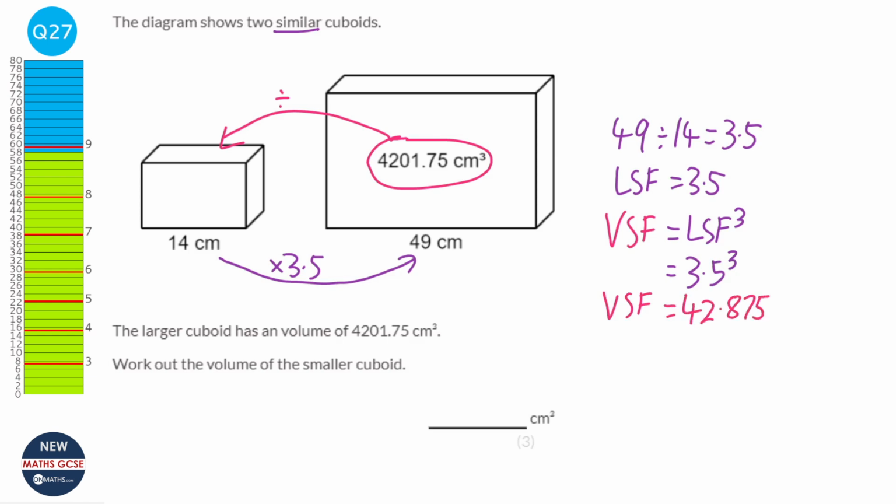So the volume scale factor, we're just going to cube that 3.5, and we get 42.875. And so on our calculator, we're going to do 4,201.75 divided by the 42.875, and we get the answer 98.